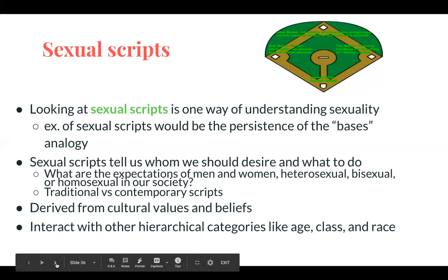Now, of course, scripts change over time. So, traditional scripts versus contemporary scripts. Even with the bases analogy, what the bases are now might be very different than what the bases were when I was growing up, which probably was different than what the bases were when my mom was in high school. That's true for all sexual scripts. The messages that we give heterosexual women today might be very different than the messages that we gave heterosexual women 50 years ago. That's because cultural values, beliefs and expectations about behavior do change over time, and the scripts come from that cultural material. So the scripts are going to change over time.